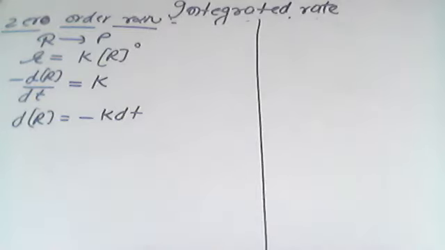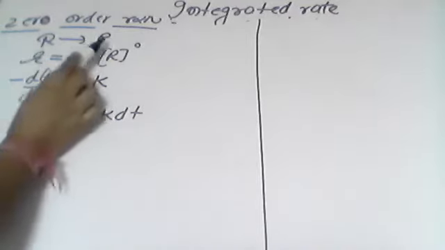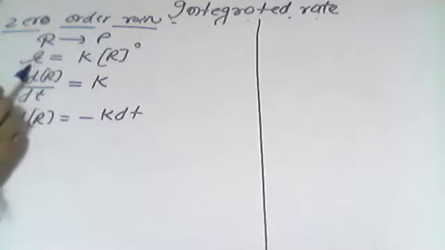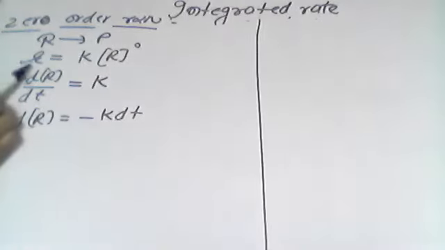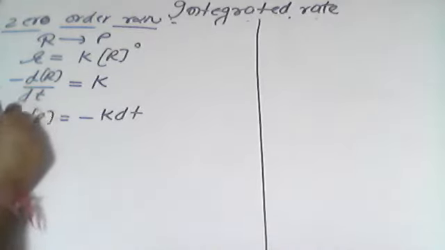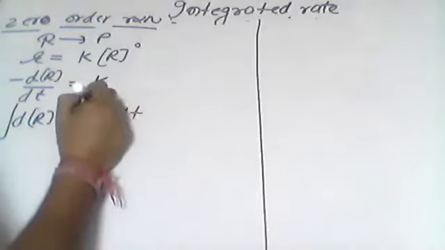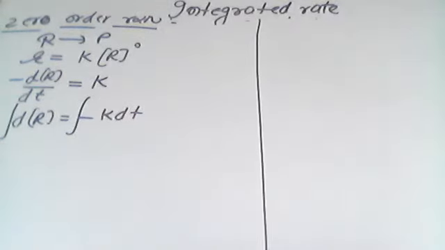What I'm trying to do is derive the integrated rate equation for the zero order reaction. I consider the reaction R gives P, zero order, so rate is equal to k, since the reactant concentration raised to 0 is 1. Rate is minus d[R] by dt, so d[R] is equal to minus k dt. After this, we are going to integrate both sides.